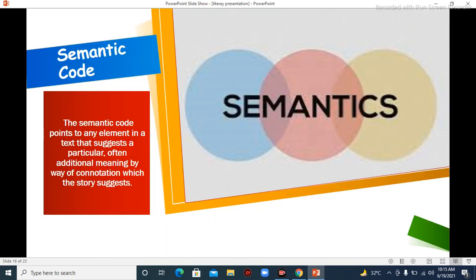Next we are going to discuss the semantic code. The semantic codes point out the elements of the text in a particular and additional meaning. Basically it gives the additional meaning. There are two types of meaning, the denotative one, which means a dictionary meaning, and the connotative one. So semantic code basically gives the connotative meaning of the story.